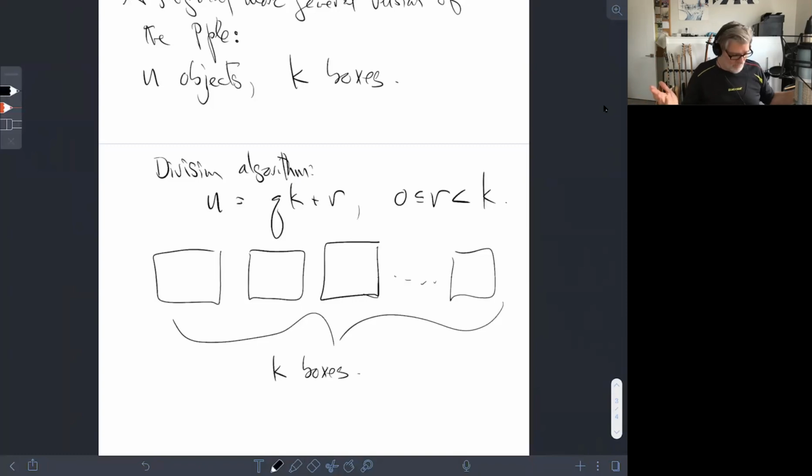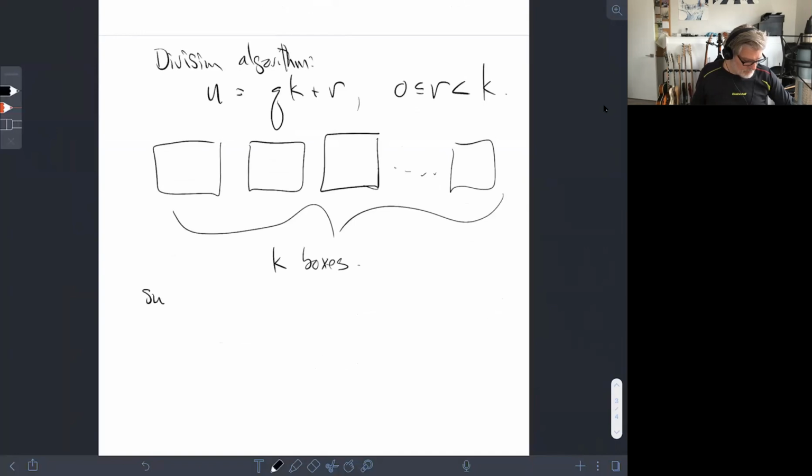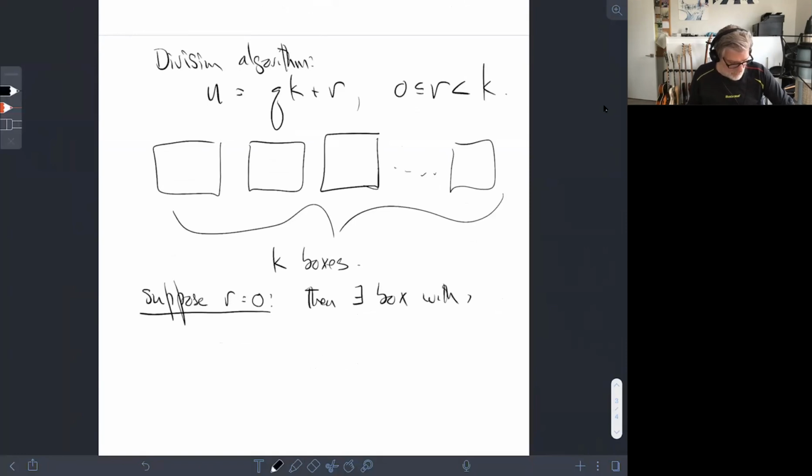If r is 0, okay, so let's argue this way. Suppose first that r is 0. So k divides n, or n is a multiple of k. Then certainly there exists a box with at least q objects, right? Does everybody believe me? Since n is equal to q times k, if I don't put q in each box, there must be a box with at least q, because otherwise I'm not going to reach n. And it's the same argument as for the basic pigeonhole principle with q equal to 1. Okay.